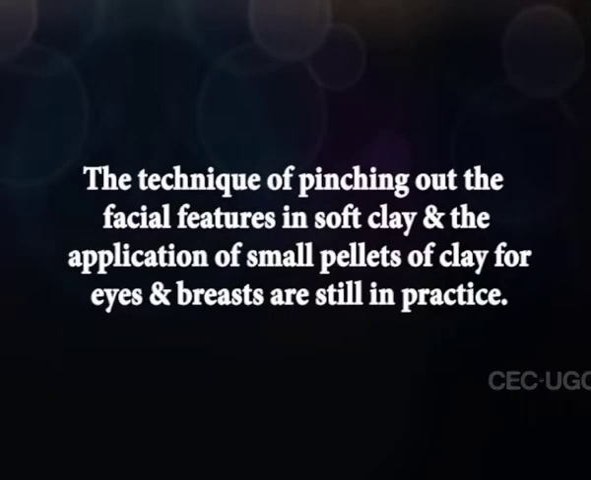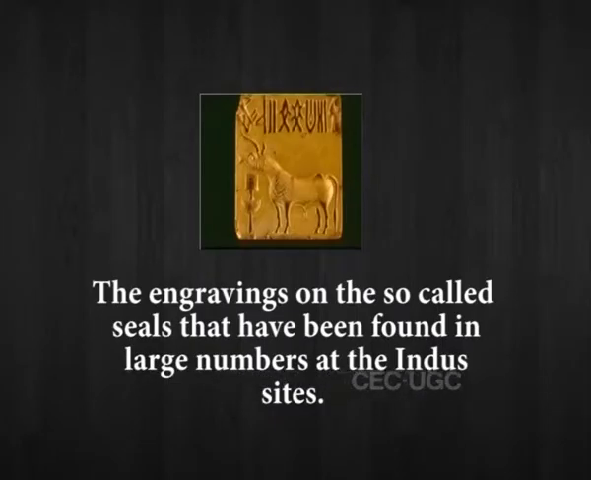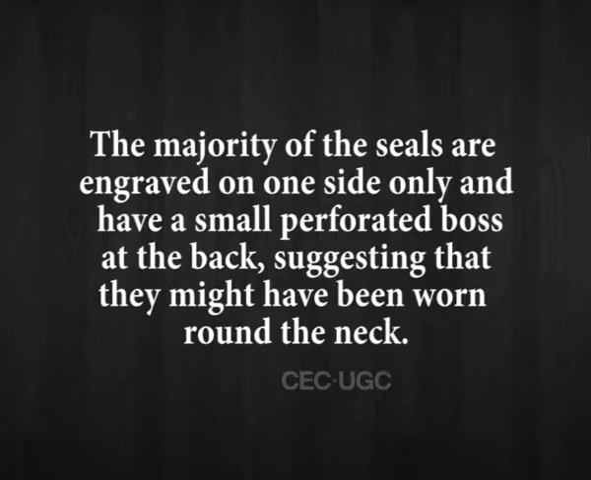The technique of pinching out the facial features in soft clay and the application of small pellets of clay for eyes and breasts are still in practice. Then there are the engravings on the so-called seals that have been found in large numbers at the Indus sites. The majority of the seals are engraved on one side only and have a small perforated boss at the back, suggesting that they might have been worn around the neck.